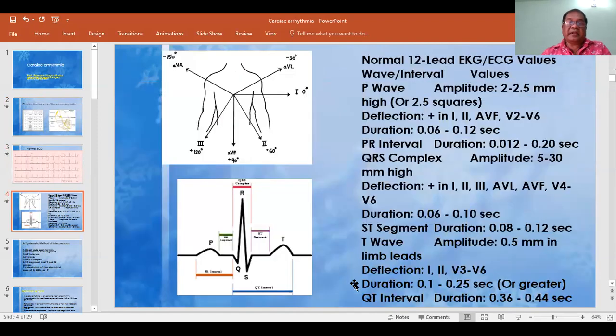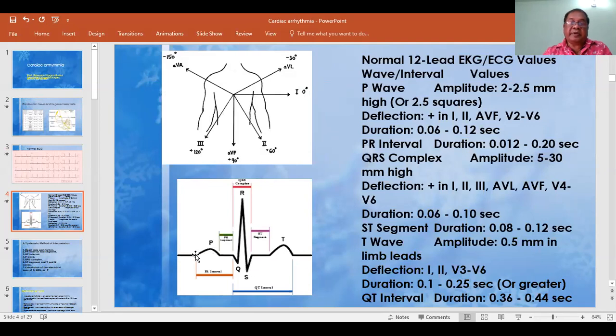So in the ECG, we determine the axis of the ECG from the recording, and we put the axis of different leads into this figure, and ultimately determine the resultant axis of the ECG. And in the normal ECG, we have the following tracings like the P wave, QRS complex, and the T wave.